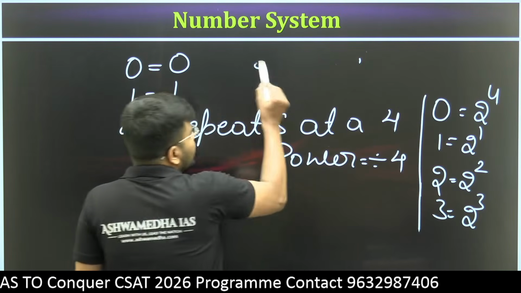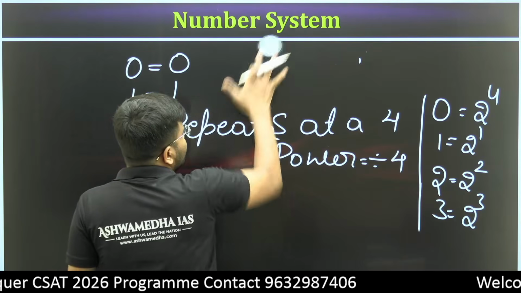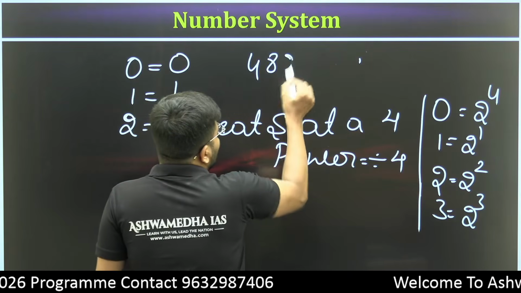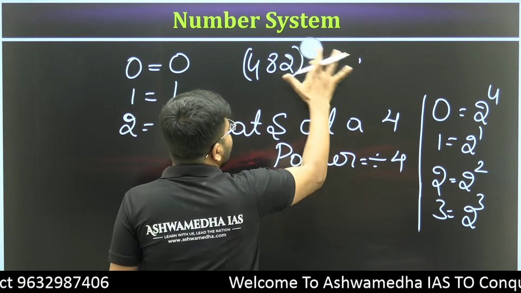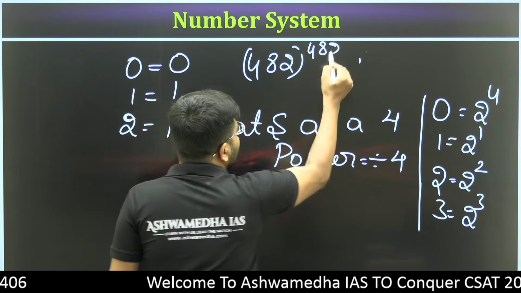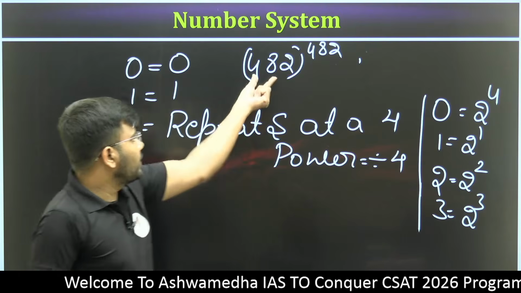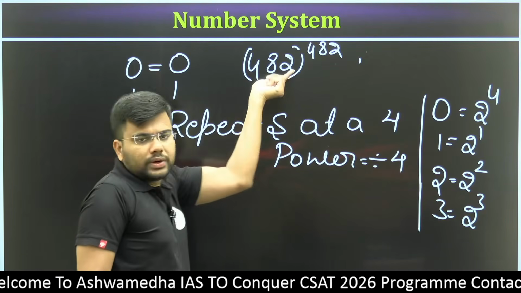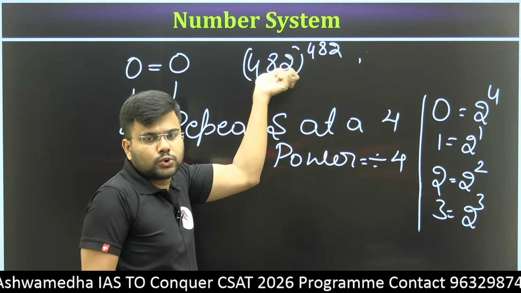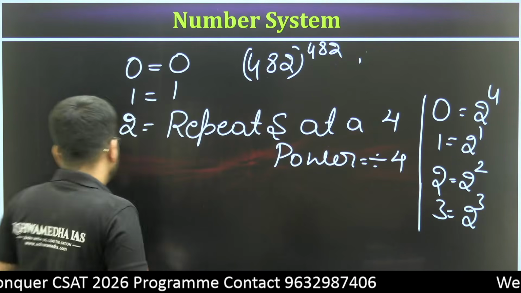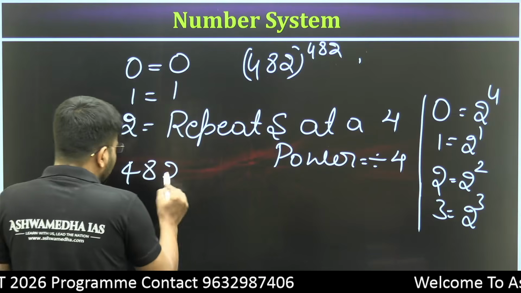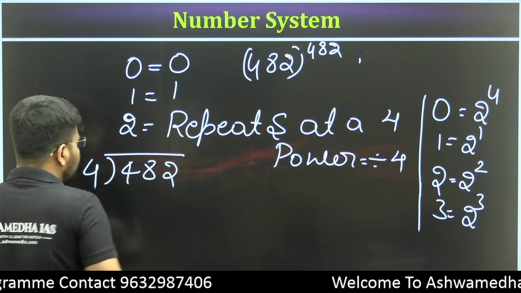Now, one example: 482 whole to the power of 482. What are we supposed to do? We are supposed to find the unit digit. 482: what is the digit in the units place? 2. It repeats at a cycle of what? 4. Take that power, that is 482, and divide it by 4.